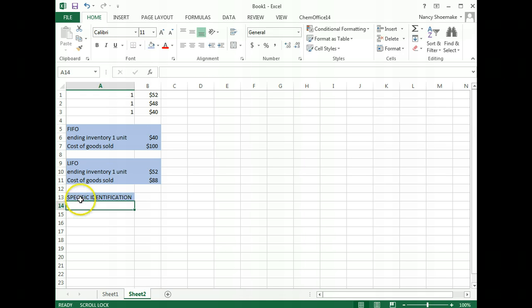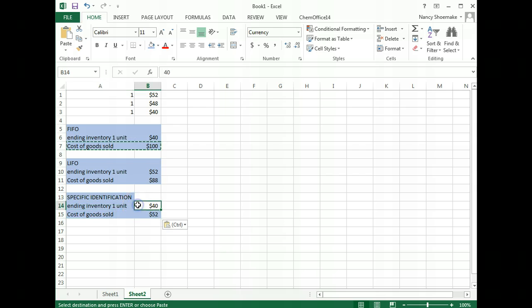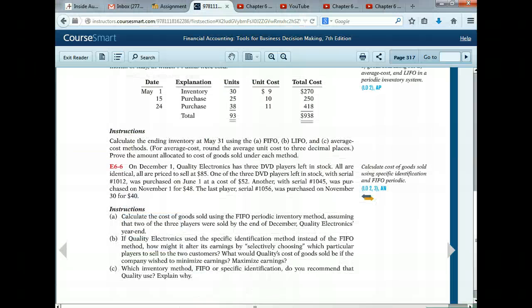So a specific identification would be the ending inventory unit. We would show the cheapest, right? Which we would show 40. And so it would be just like our FIFO here, right? Okay? So to maximize the cost of goods sold, to reduce our earnings, we would basically use the FIFO method.